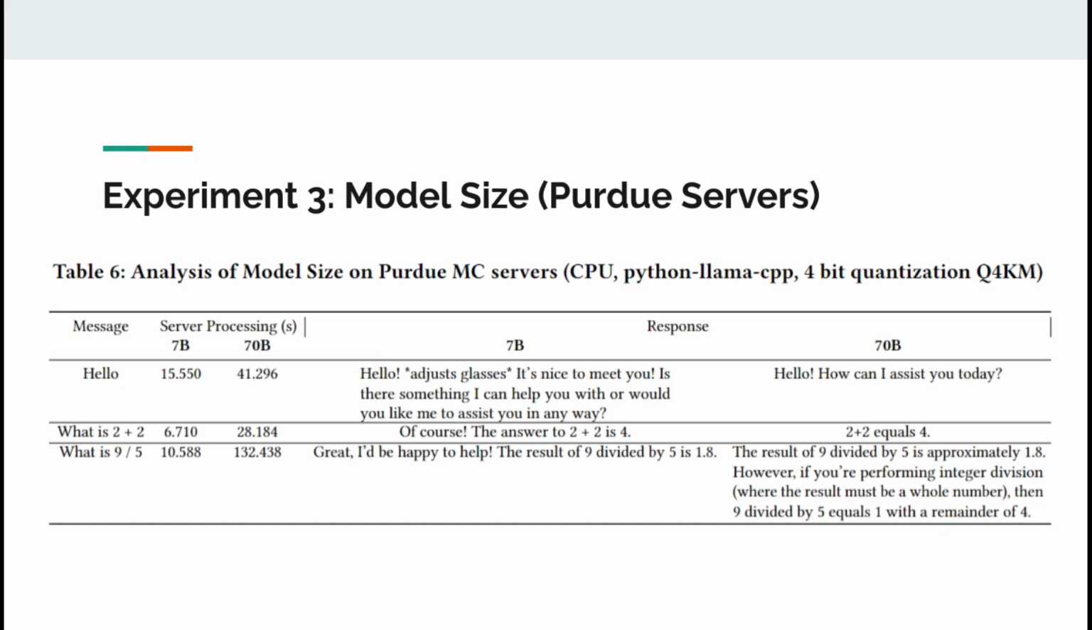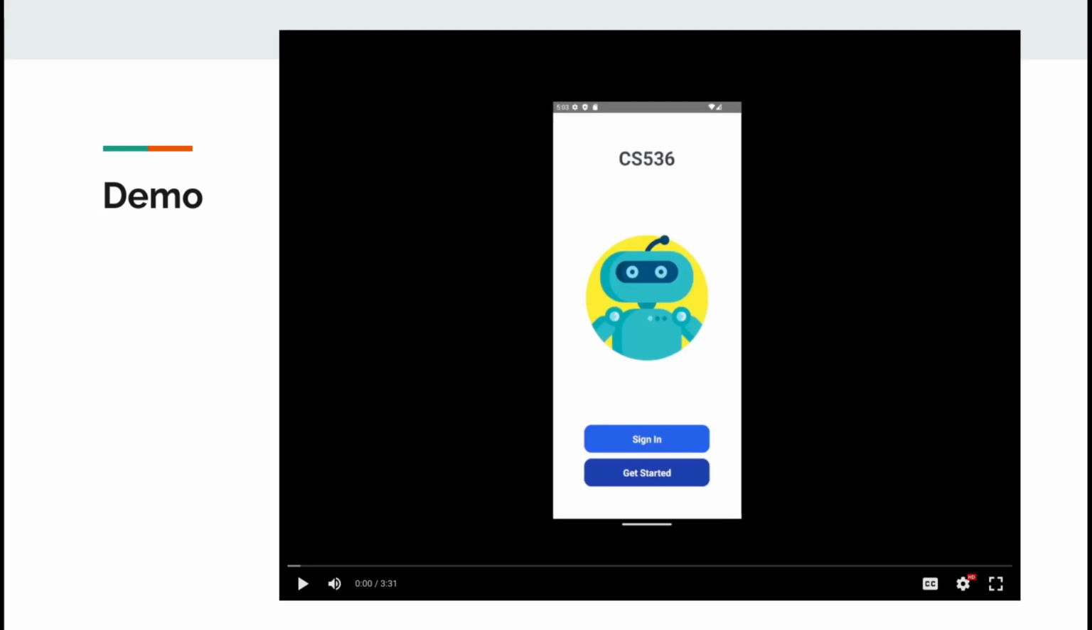Our analysis shows that the Purdue server is not well suited for handling large models, as it would make more sense to use a GPU accelerated server. Here is a demo of our project.